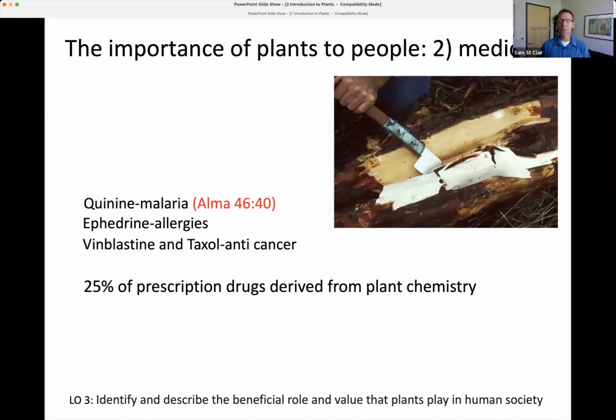Second, plants are really important sources of medicine. So about 25% of prescription drugs are derived from plant chemistry, and a lot more were originally discovered in plants and then have been synthesized in labs. But a really, really important source of medicine comes from secondary chemicals in plants.